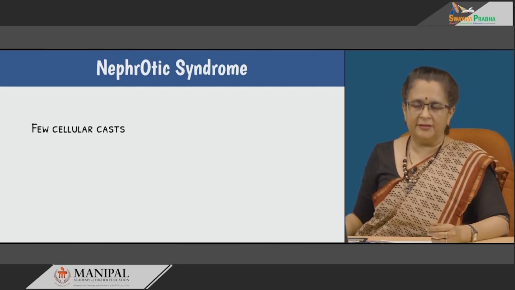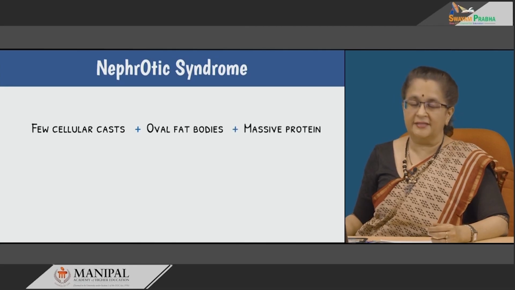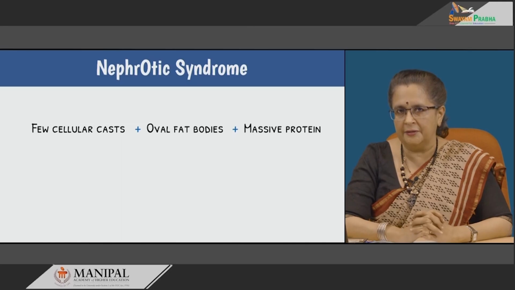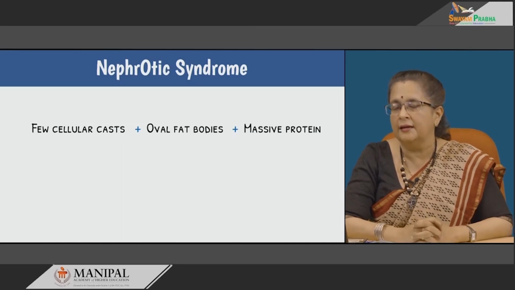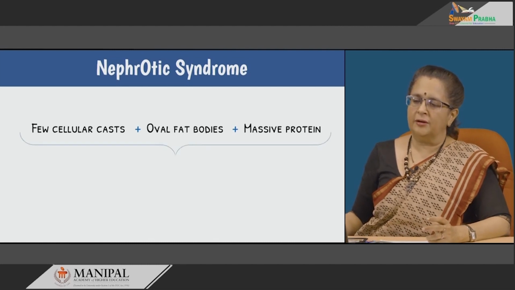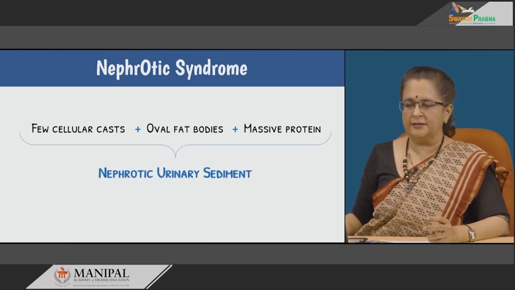Now, in urine what do we see? We see a few cellular casts, oval fat bodies and massive protein. This is very important. The other aspects like RBCs and WBCs, then other casts etc. are usually not seen. So, this comprises the nephrotic urinary sediment.